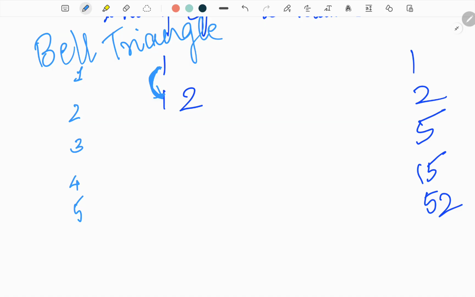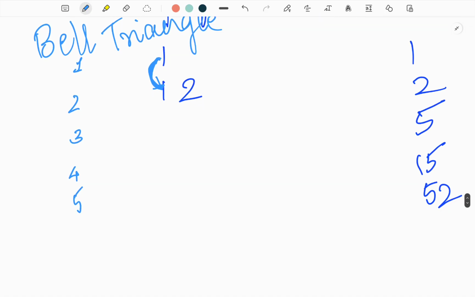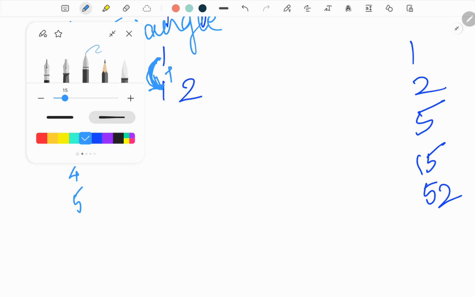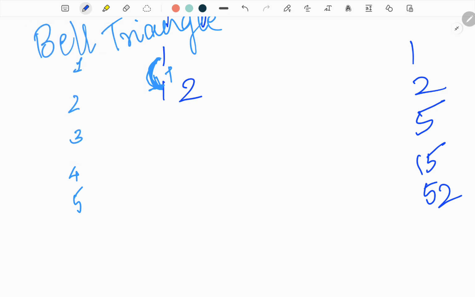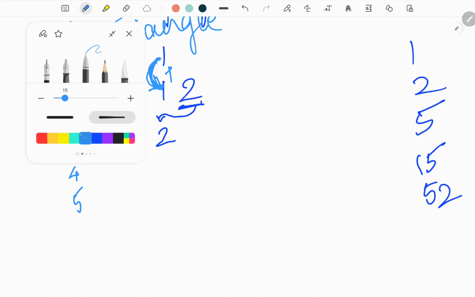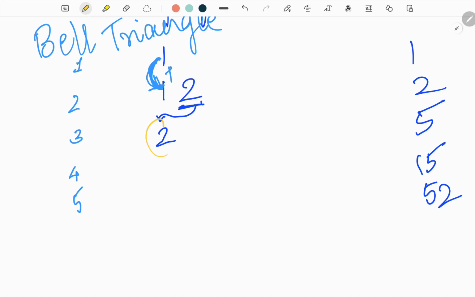So now first for 1 element it is 1. For 2 I am going to bring 1 down, then I am going to add 1 plus 1. 1 plus 1 is 2. So I am going to write 2. Then the last element of this row is 2. So I am going to bring this 2 down to the third row. Then I will add 2 plus 1. 2 plus 1 is 3. So I will write 3.